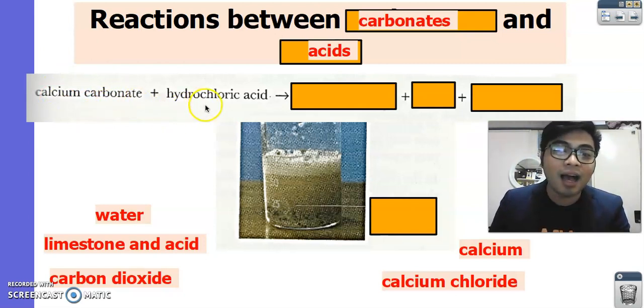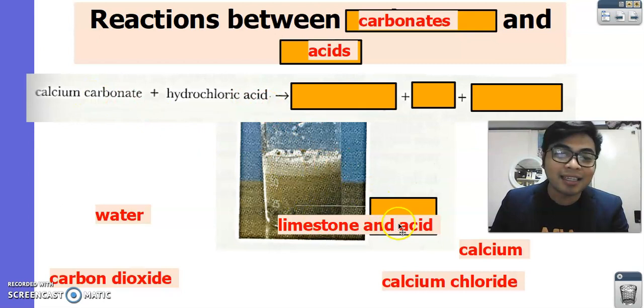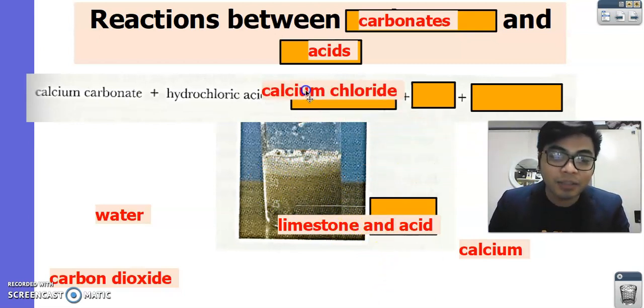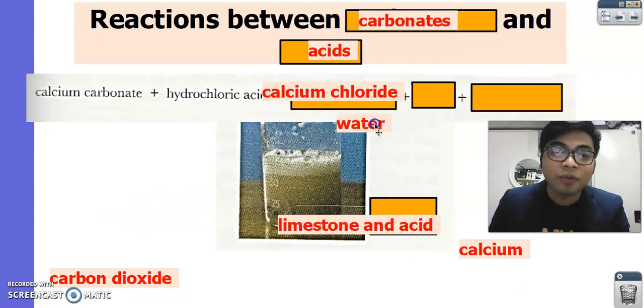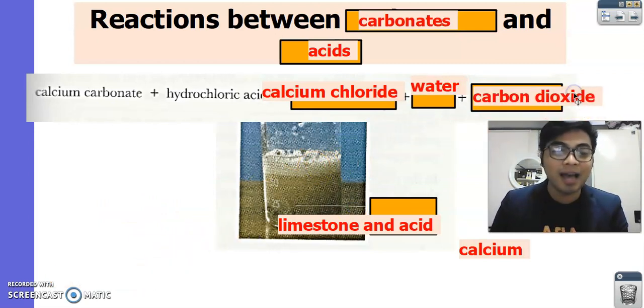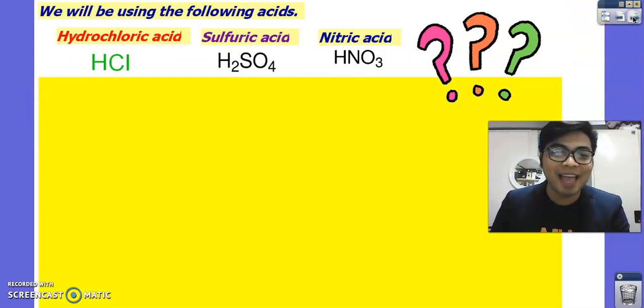so it's a metal carbonate, and it will be reacting with hydrochloric acid. So, limestone is a calcium carbonate and hydrochloric acid is our acid. So it will form these salt crystals here in the form of calcium chloride, and the liquid which is found here forms into water, and the bubbles here are actually carbon dioxide. So you might be asking me, how do we form calcium chloride, water, and carbon dioxide in this process? Let's take a look at the examples here.